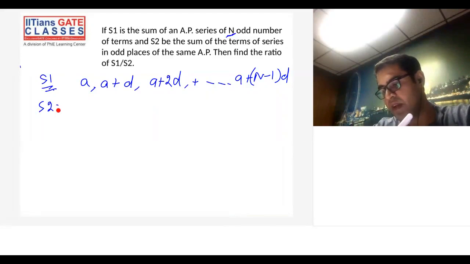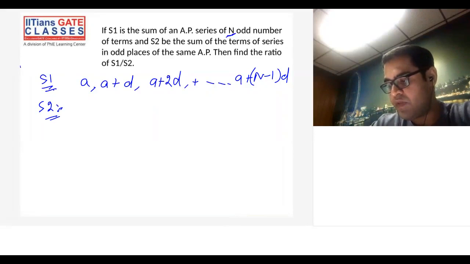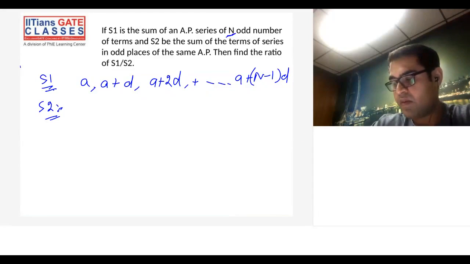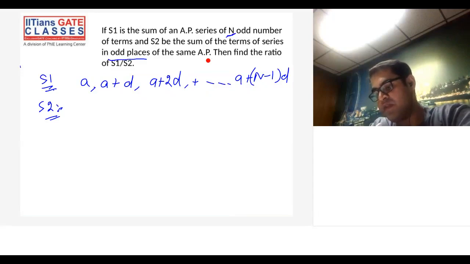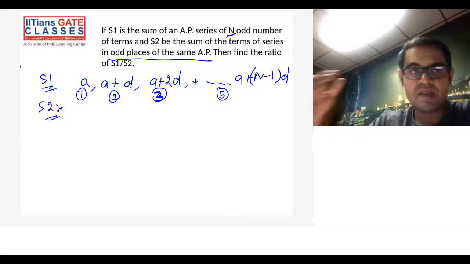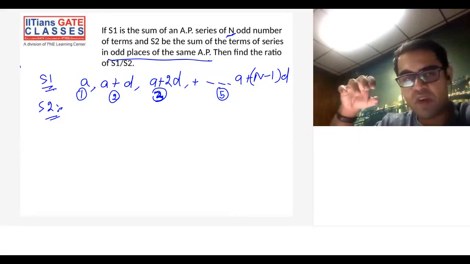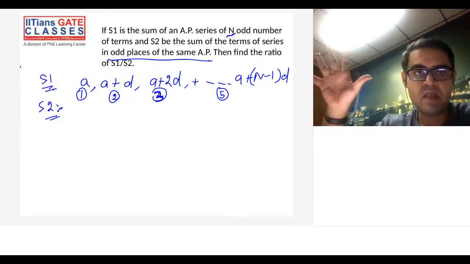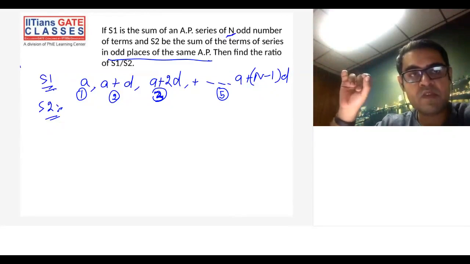Now, if I consider S2, S2 be the sum of the terms of series in odd place of the same series. Okay, now this is important. Odd place of the same series. So this is first place, this is second place, this is third place. Then fourth and then fifth place and so on. So what they're saying is S2 series is actually formed using taking the terms from the series in S1, but only the terms which are at odd places.